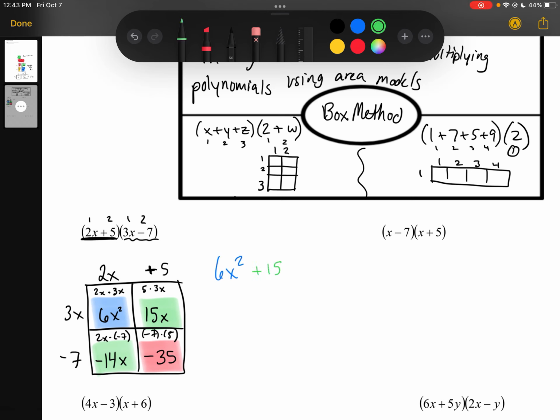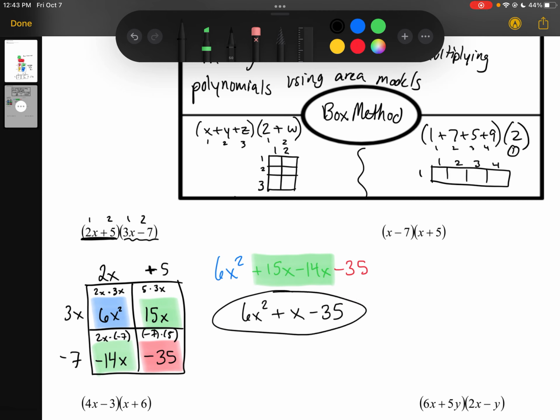we get to call them like terms and add them together. Keep the signs with them. So if there's nothing there, we just write a plus. We assume it's positive. But if there's a minus sign there, we keep the minus sign with it. So again, like terms, same number of x's, those are things that go together. So 6x squared comes straight down. 15 minus 14, again, check that on the calculator, but should just give us 1x, or just x. And then in red, our number is the only constant, only numbered term. So 6x squared plus x minus 35 is what we get after multiplying.